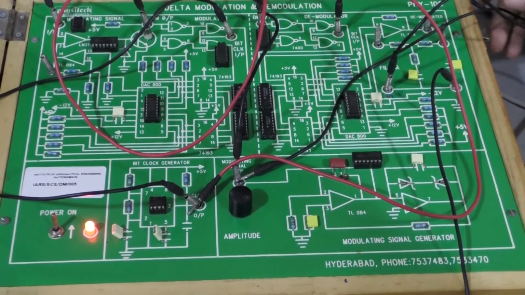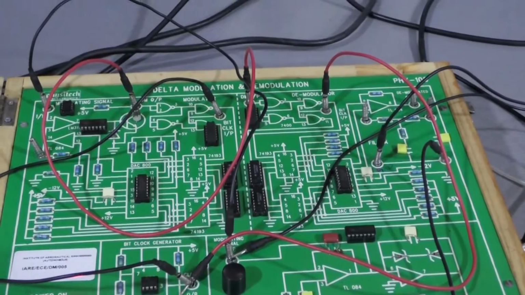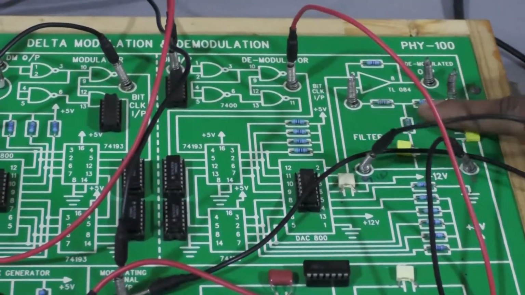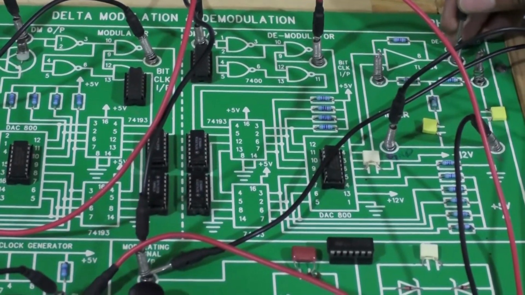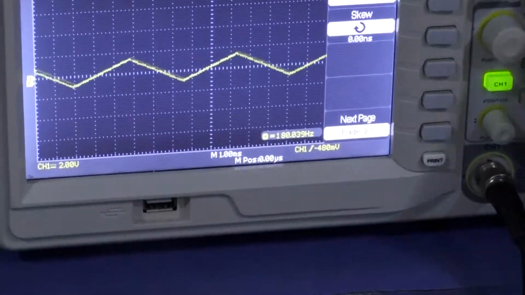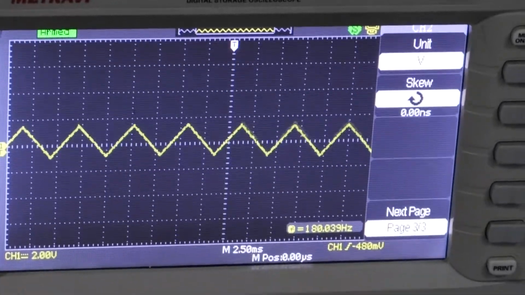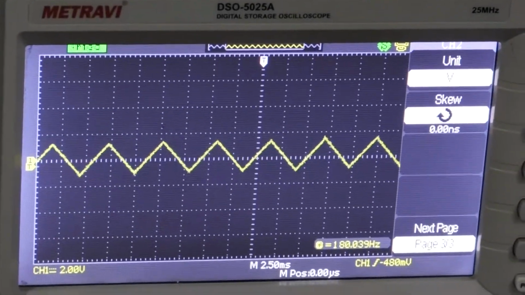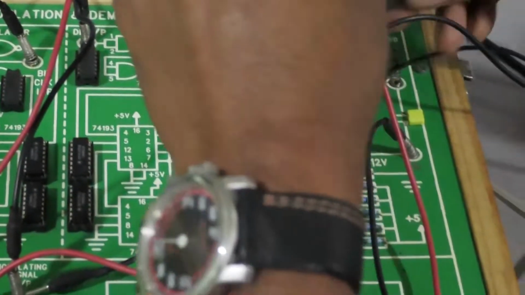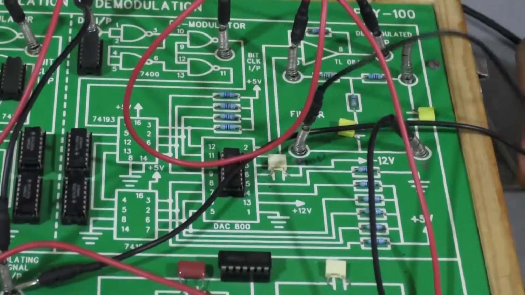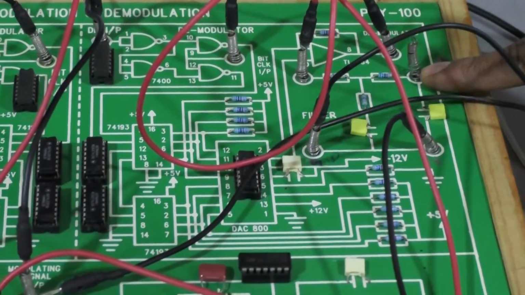Here we have the output, that is the demodulation output. This is the low pass filter. Before giving it to the low pass filter, you will get an output like a ramp signal. So to smooth it, I am going to change the connection: one connection is made from the output to the low pass filter, and the output is taken from this pin.